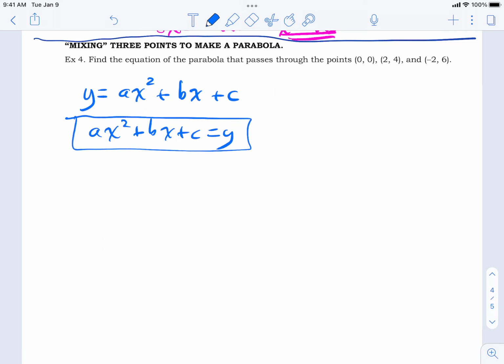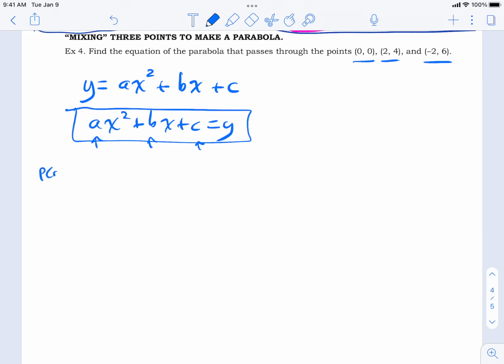So I've got 3 unknowns, really. I need to know what's the a, what's the b, and what's the c. If I know what those numbers are, I've got the equation of a parabola. Y equals blah x squared plus blah x plus blah. Cool. So 3 unknowns. Where am I going to get 3 equations? Well, I need 3 clues. Here's 3 clues. I got 3 points.